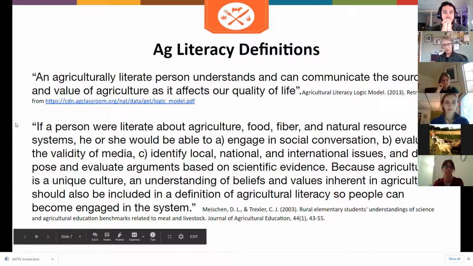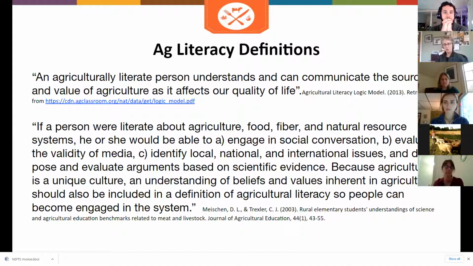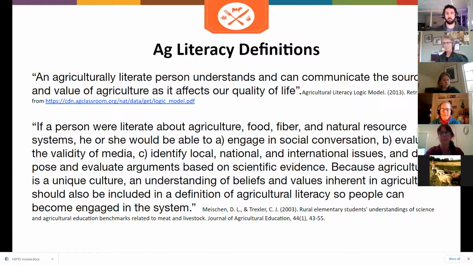So I just want to pause if there's any comments or thoughts about this. I have a comment. It seems kind of abstract. I think ag literacy or fluency might also involve skills to do agriculture as well as understand about how it works. Thanks, Liz. Any other thoughts, comments, things that resonate or don't?